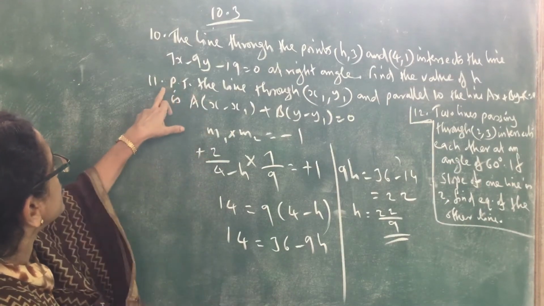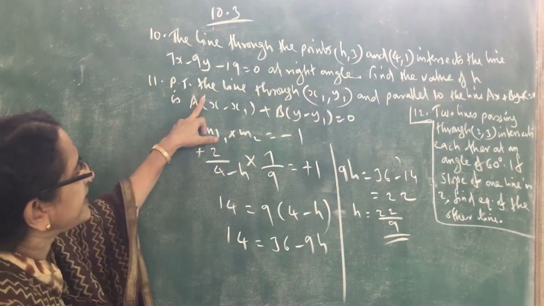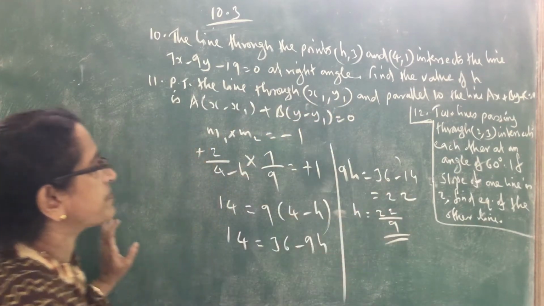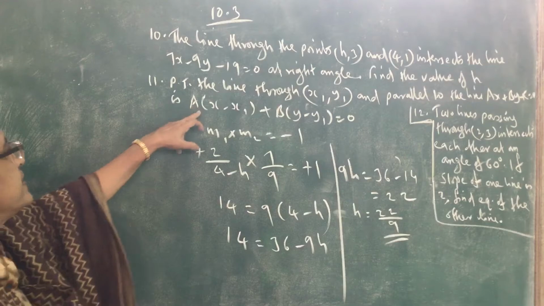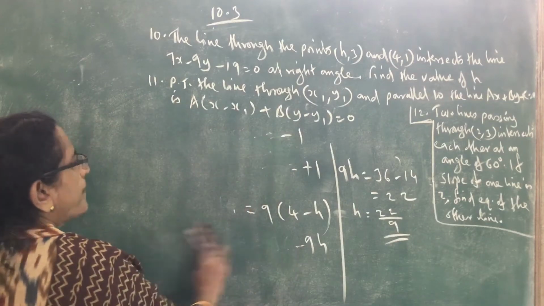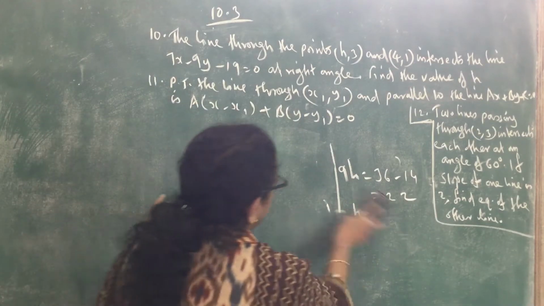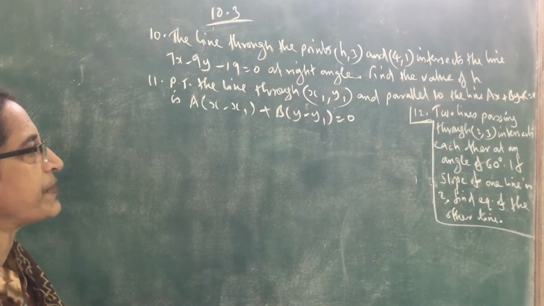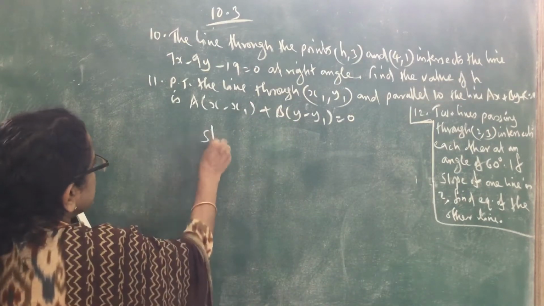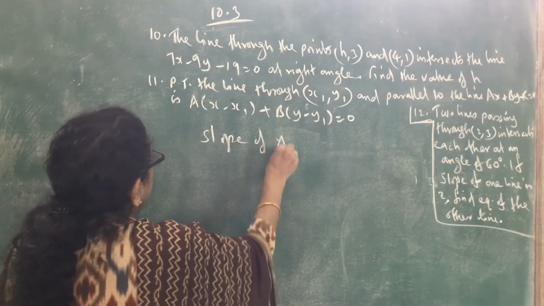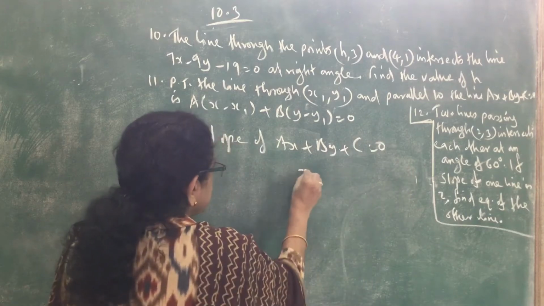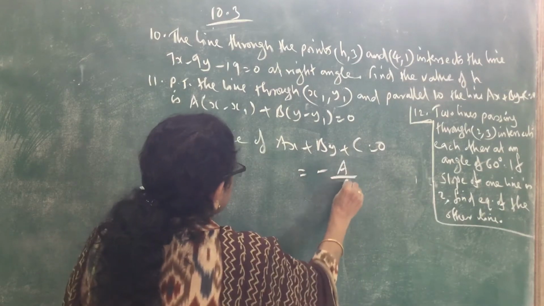Now we can do 11th one. Prove that the line through the point (x1, y1) and parallel to the line ax plus by plus c equal to 0 is this. So we know one point on the line, that is (x1, y1). And we know that the line is parallel to ax plus by plus c equal to 0. So first we can find the slope of ax plus by plus c equal to 0. That is minus a by b. That is the formula to find it.